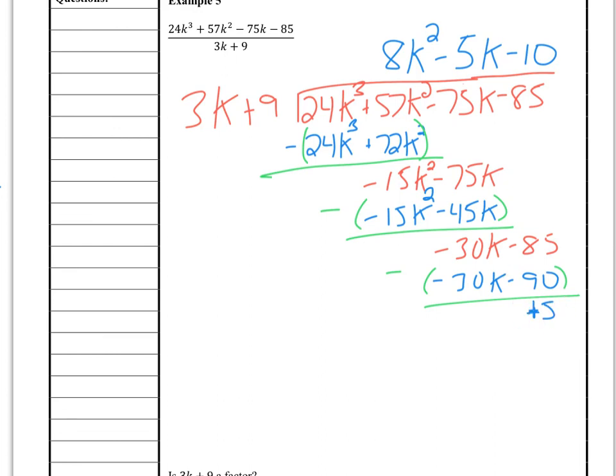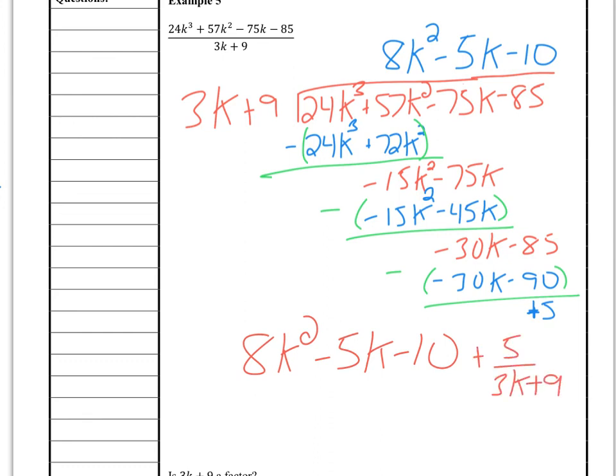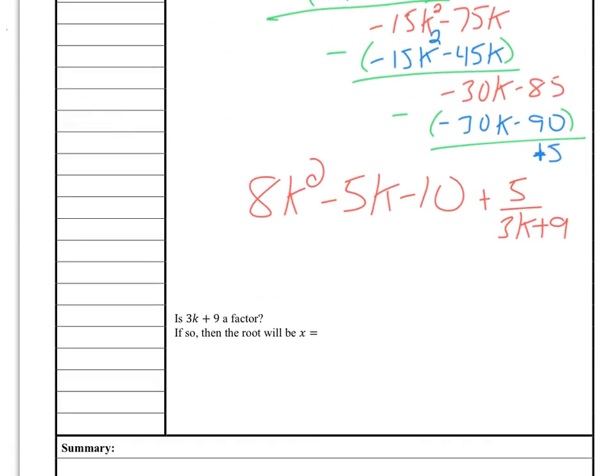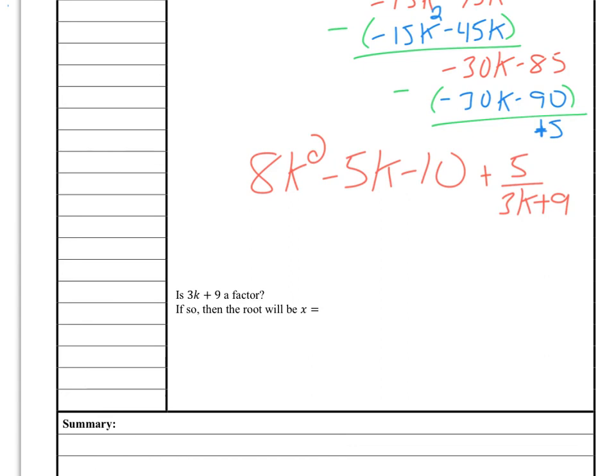And our final answer should be 8k squared minus 5k minus 10 plus 5 over 3k plus 9. And that's that. That's all there is to it. That is your answer. So to answer the final question, is 3k plus 9 a factor? It is a big old no. Okay? So there's no root there. It does not cross that spot.